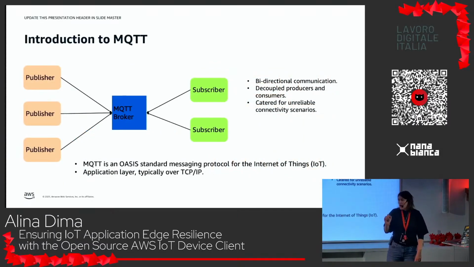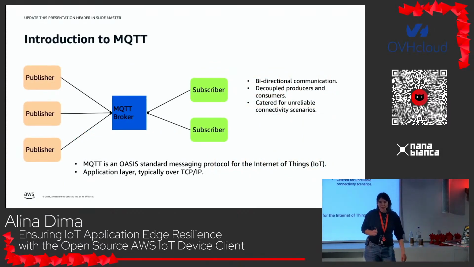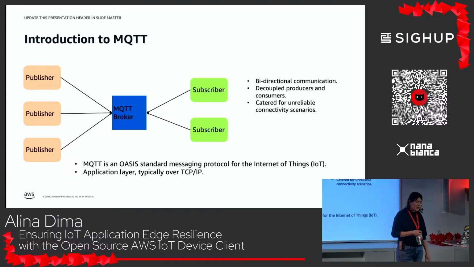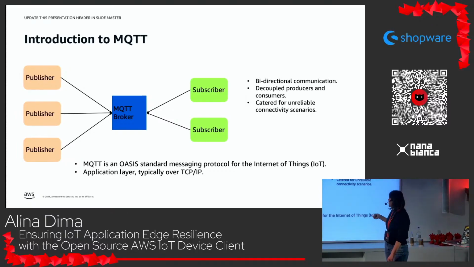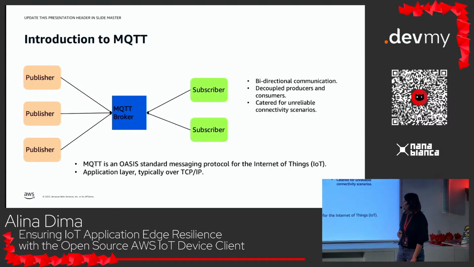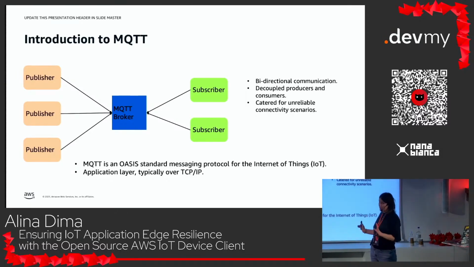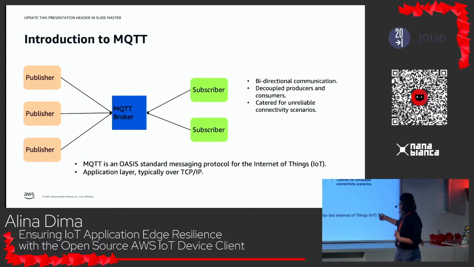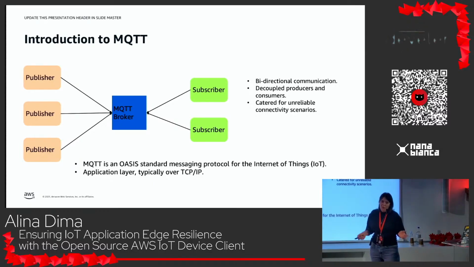So MQTT, I'm going to focus on MQTT because it is still the most commonly used application protocol for IoT. For those who don't know what MQTT is, it is a bidirectional communication protocol. You've got producers and you've got consumers. Now, the interesting thing about MQTT is that it is fully decoupled. So if your subscribers are not connected or not online, it doesn't matter for the publishers. The publisher can publish data. If somebody is subscribed to that topic, then the data is received. If not, then nothing happens.